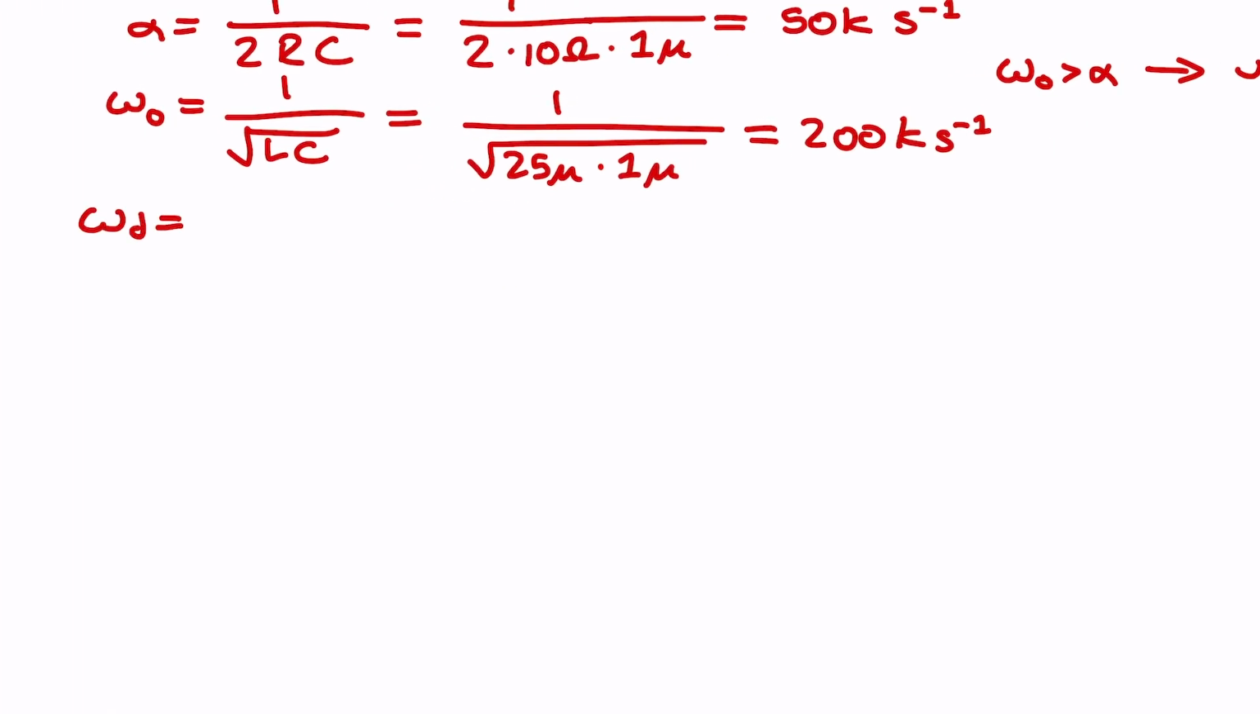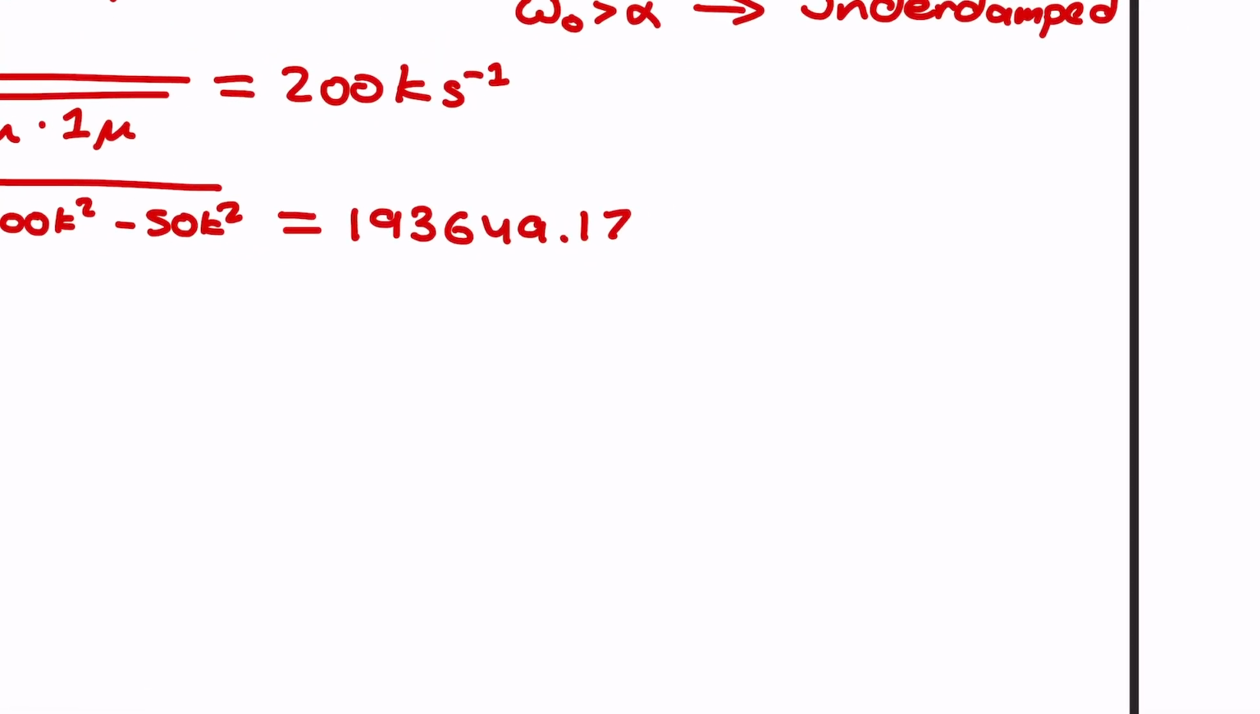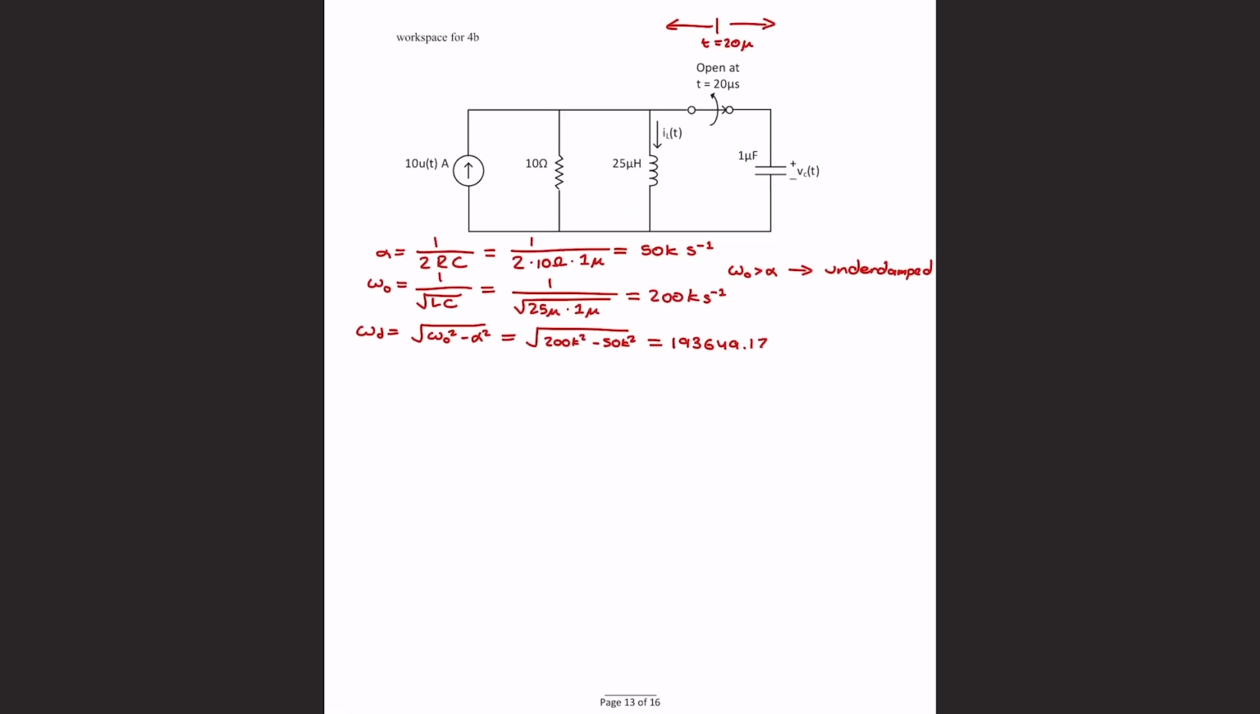Just get this out of the way. So what is this equal to? This is equal to the square root of omega naught squared minus alpha squared. Now what's that equal to? That's just equal to the square root of our 2 numbers from earlier, so 200k squared minus 50k squared. And what does that give us? That gives us this number, if you put it in your calculator, something like that. It's kind of a weird number. We could simplify, but I'm just going to leave it like that for now. So that number is taken care of.